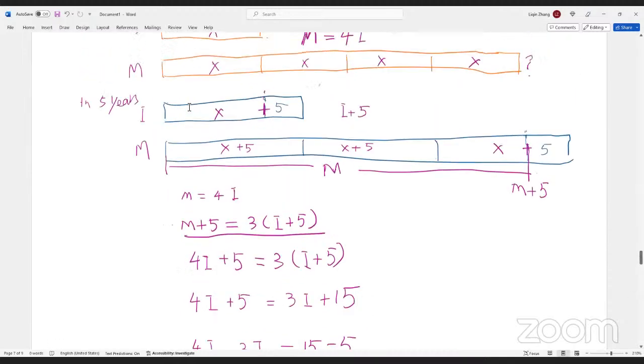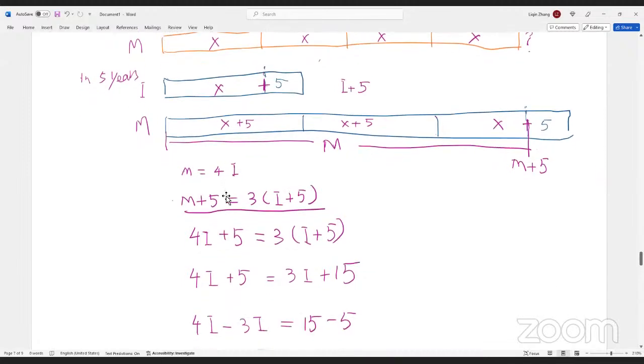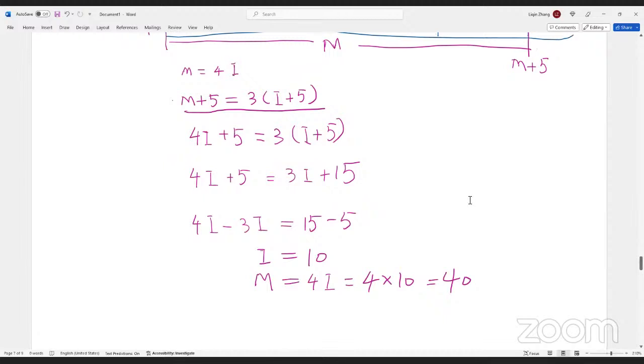This is mom's age and Yan's age. So are you clear about it? Yeah? But can you show me one more time? Yeah.